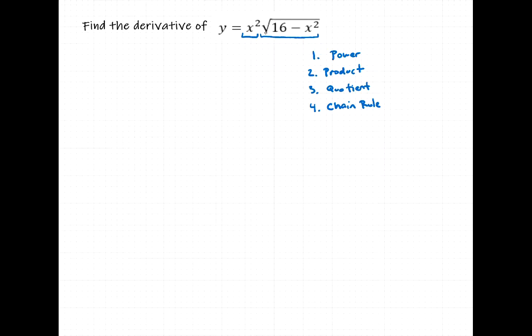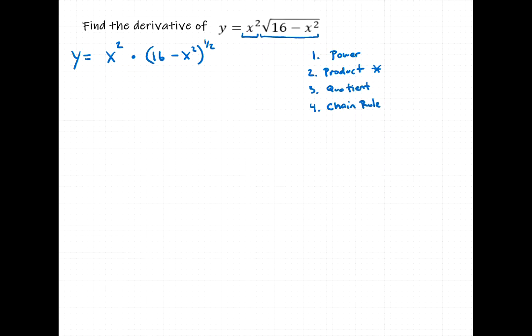And since we have the square root function applied to the 16 minus x squared, that's a situation where we also have to use the chain rule. Okay, so let's rewrite this function. So it's y equals x squared times 16 minus x squared to the power of 1/2. Okay, so the product rule is where we start, because that's the rule that applies to the entire function, the whole x squared times 16 minus x squared to the 1/2. All right, so we start with the product rule.